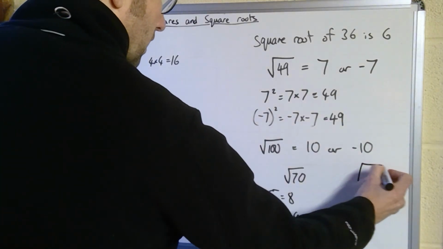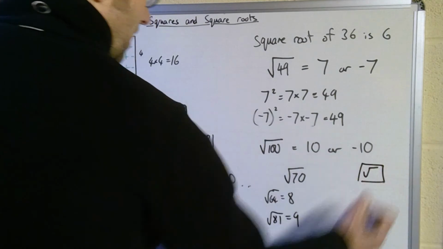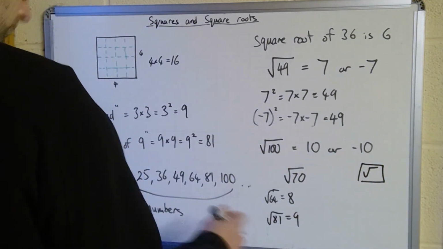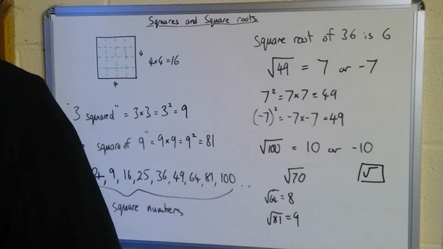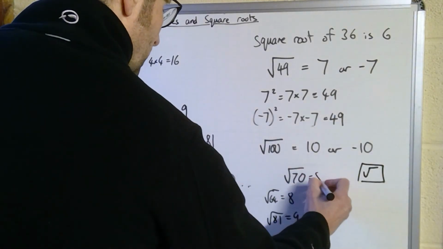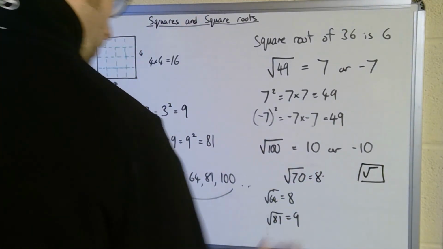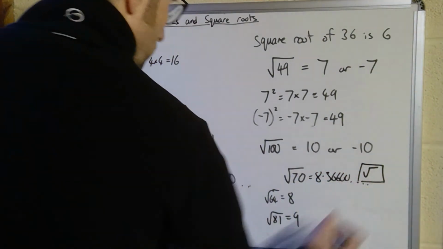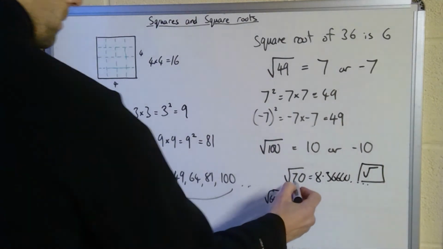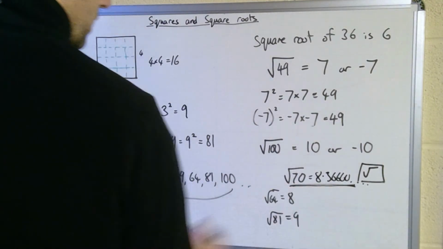Now on most calculators there is a button that has that square root sign. So you type it into your calculator, and if I type that in, you actually get a very long decimal, 8.36660, and it goes on and on and on. So sometimes we might have to round this number.